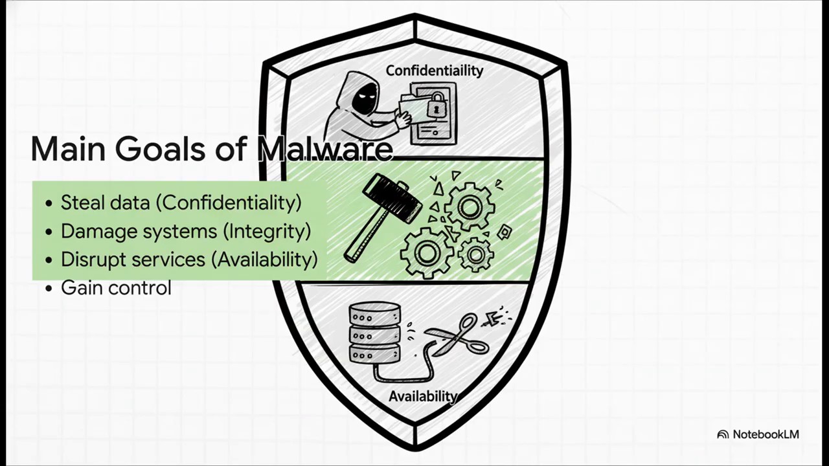Now for your exam, here's a really smart way to think about this. The main goals of malware, they line up perfectly with what we call the CIA triad of security. It wants to steal your secrets, right? That's an attack on confidentiality. It wants to damage or change your systems. That's an attack on integrity. And it wants to shut things down so you can't use them. Yep, that's an attack on availability. Remembering that connection is going to score you some serious points.